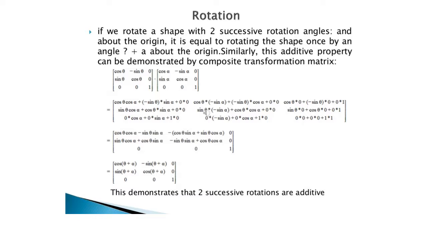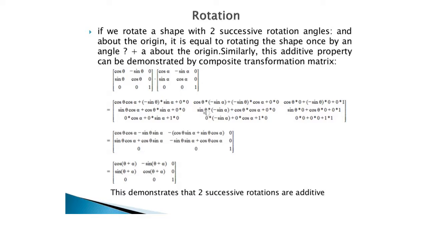The first is the rotation. If we rotate a shape with two successive rotation angles theta and a about the origin, it is equal to rotating the shape once by an angle theta plus a about the origin. Similarly, this additive property can be demonstrated by the composite transformation matrix.